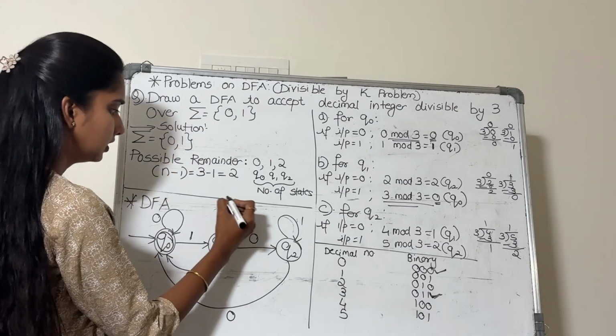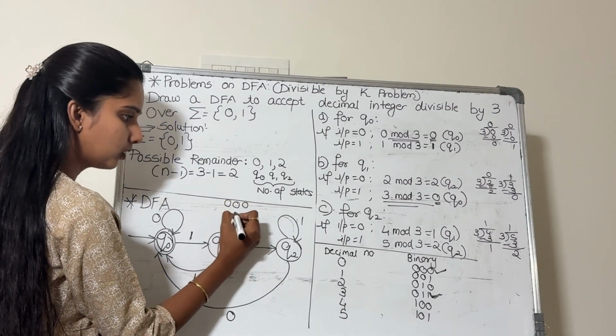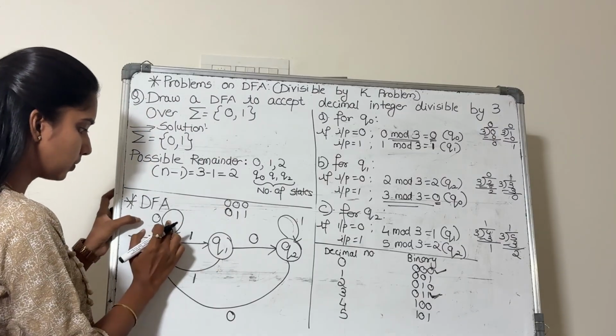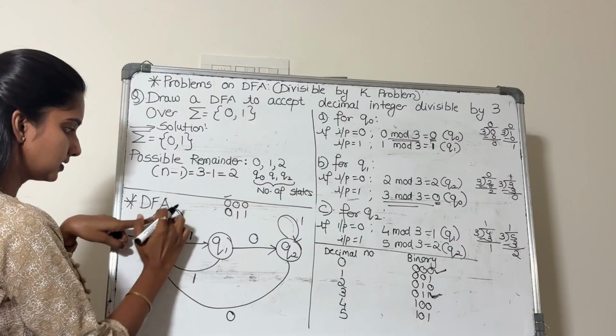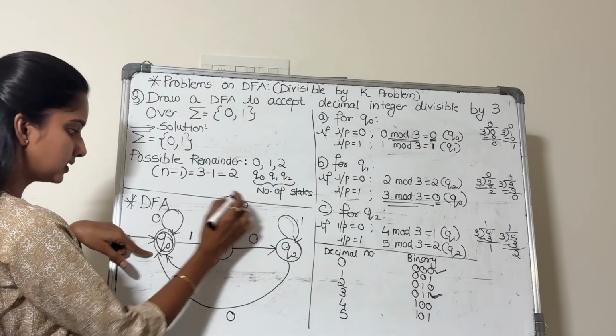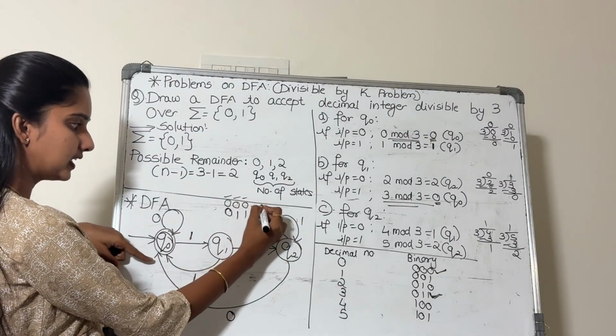Okay, so let us check if these two are getting accepted or not. First is 0. Okay, we are getting 0. Next again 0, again at the final state. Similarly, the third 0 is also at the final state. So this is getting accepted.